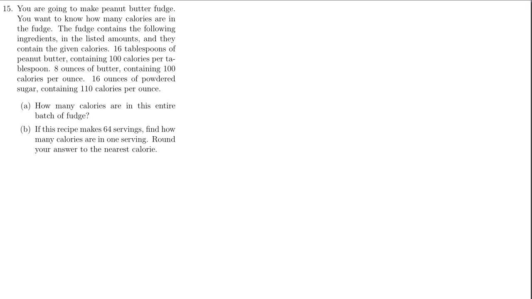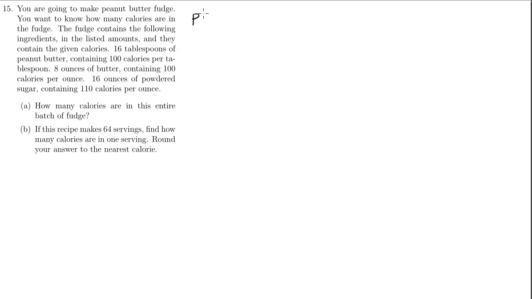Okay, next question, number 15. You are going to make peanut butter fudge. Yum. You want to know how many calories are in the fudge. Boo. The fudge consists of the following ingredients in the listed amounts, and they contain the given calories. Okay, so we've got 16 tablespoons of peanut butter containing 100 calories per tablespoon.